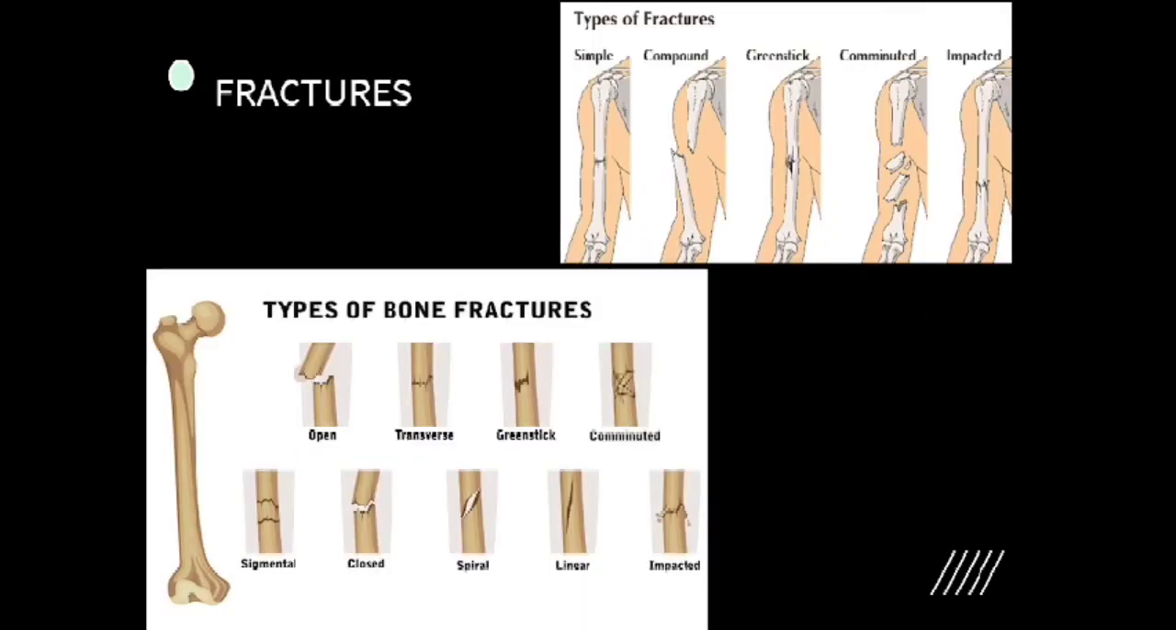The break in the continuity of bone is known as fracture. It is of different types, that is simple, compound fractures, greenstick fractures, comminuted fractures, impacted fractures, open fractures, segmental fractures, closed fractures, spiral fractures, and linear fractures.